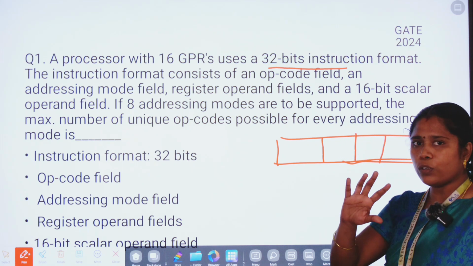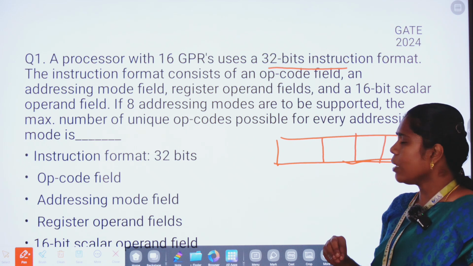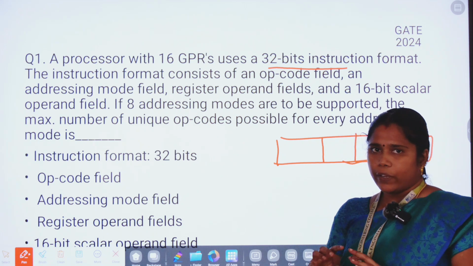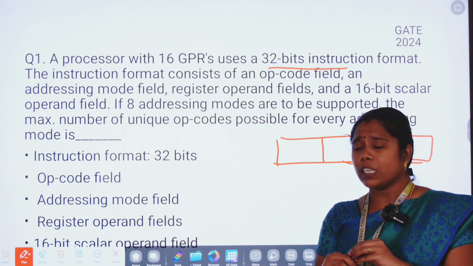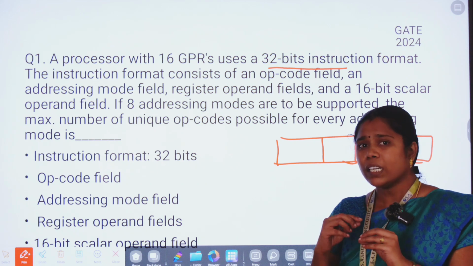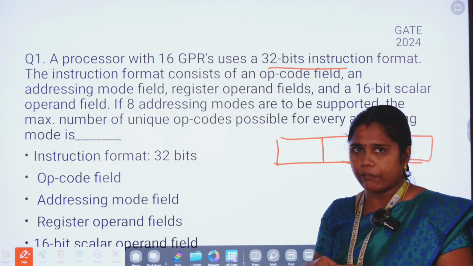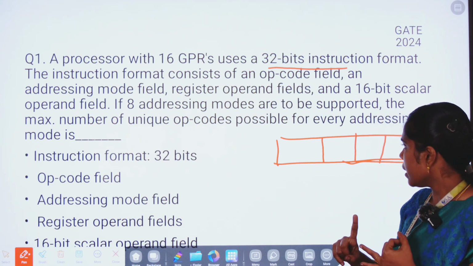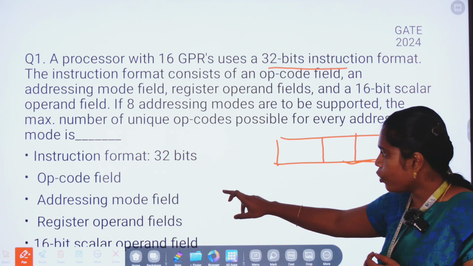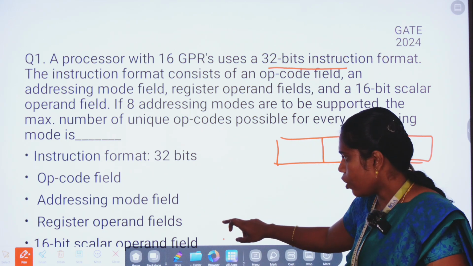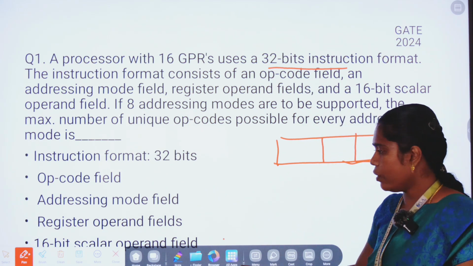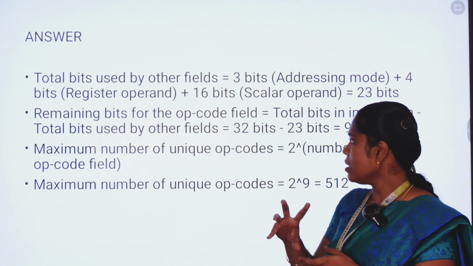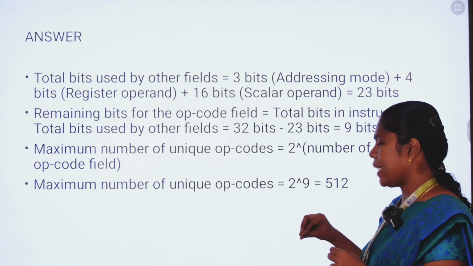If 8 addressing modes are to be supported, the maximum number of unique opcodes possible is what? For each and every question, it may seem very big, but you have to read it once or twice to find out what data is given. So here is a simple question. The given is a 32-bit instruction format and it consists of four fields: an opcode field, the addressing mode field, a register operand field, and a 16-bit operand field. With 8 addressing modes, we need to find the maximum number of unique opcodes that can be used.